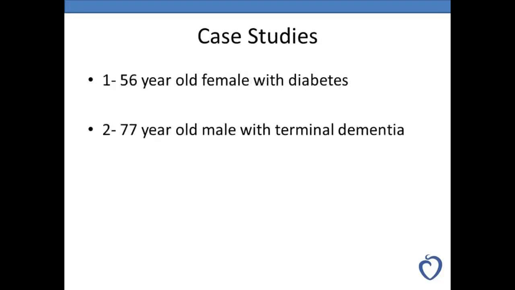So I'm going to give you just one example because of the time restraints, to see how having these conversations helps or does not help with the decisions. The first is a 56-year-old female with diabetes. She was in an inpatient hospital, and because of all the complications of diabetes, she had had kidney failure and peripheral artery disease. And over time, she'd had both her legs amputated. And now she was on dialysis in the hospital.